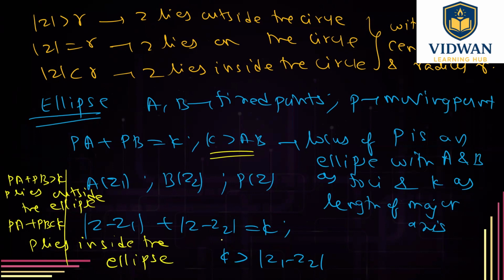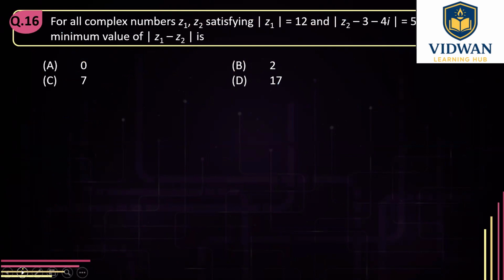Again, we'll do more about the ellipse at the end of the chapter in the topic called loci in a complex plane. Right now, whatever is required for inequality problems, I just discussed only that part. So let's begin with the questions now. We have a question.